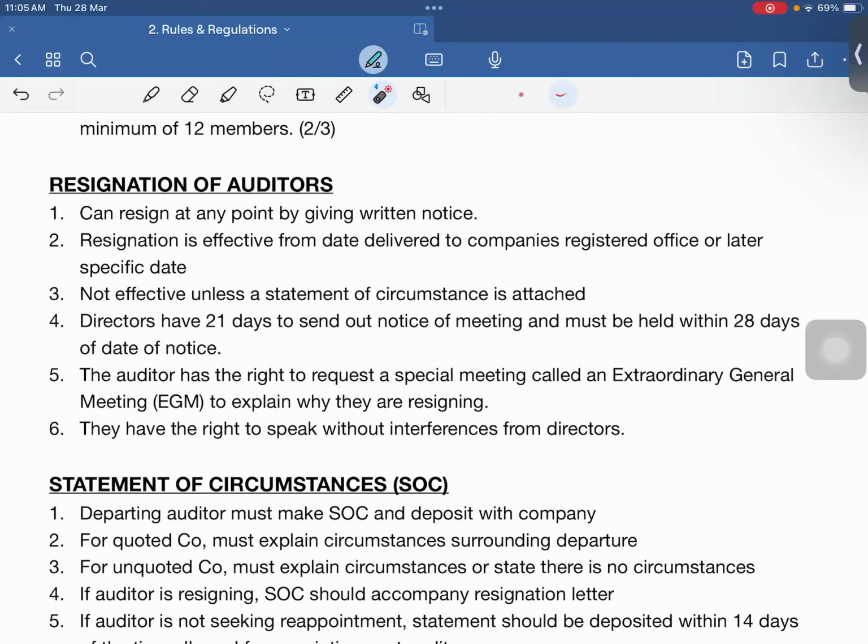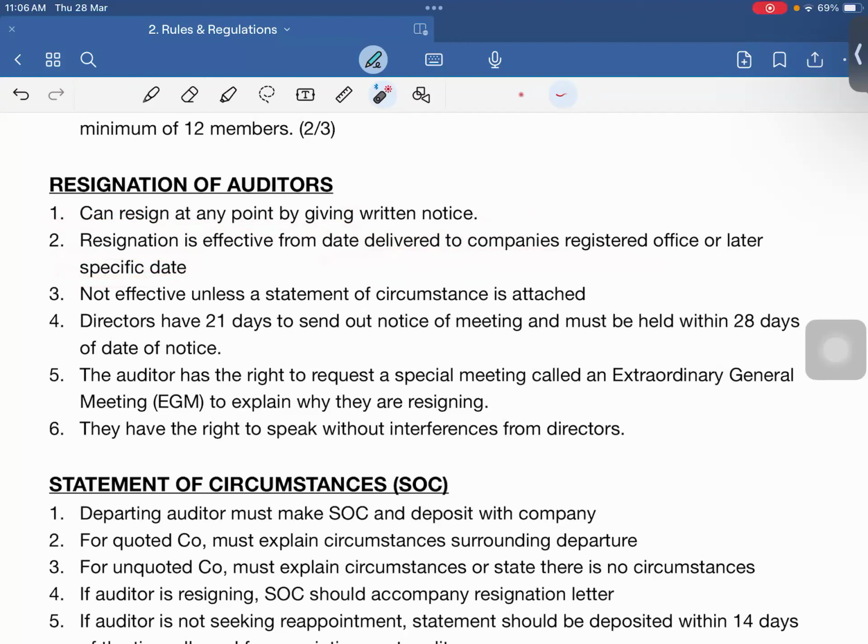Okay. Now the resignation of auditors. If the auditor feels that he is no more able to work for the company, he can resign at any point of time. And he can do so by giving a written notice. Clear? Now, his resignation would be effective from the day on which this was delivered to the company's registered office. Clear?